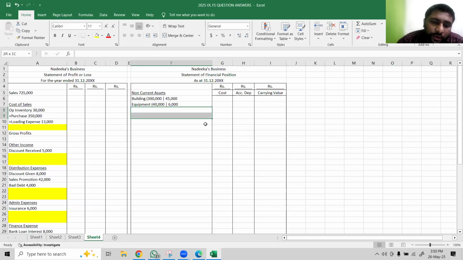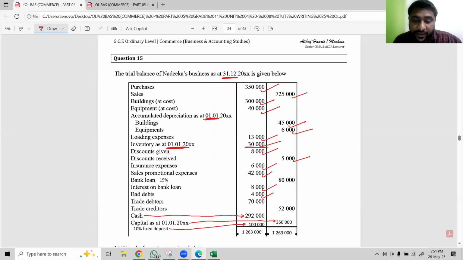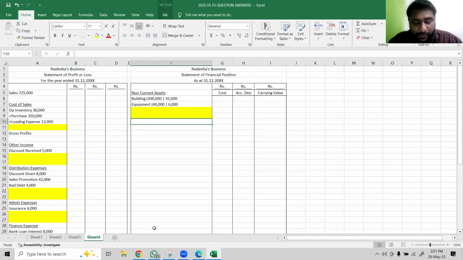Now we'll leave another 2 lines over here. In this question, there is a fixed deposit, 10% fixed deposit, 100,000. Highlight and keep this 10% because it's a hidden adjustment. So we'll write the fixed deposit amount, 100,000.